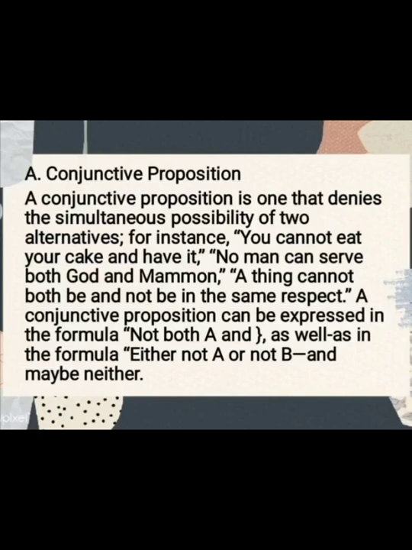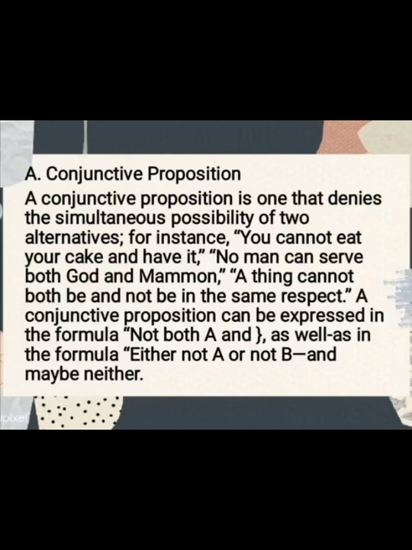We see this in English with the use of the words "and" or "or." For instance, if we want to say that both propositions grouped together are true, we use the word "and." This is called a conjunctive proposition.